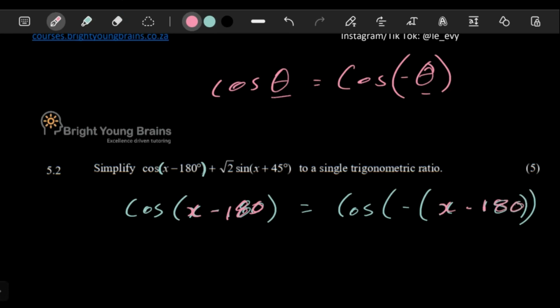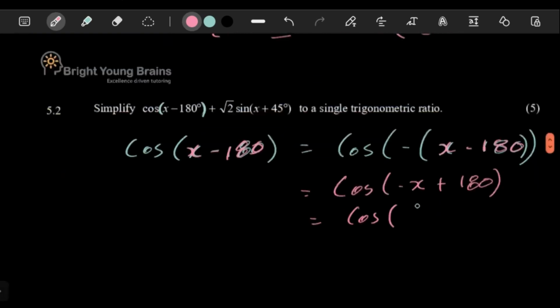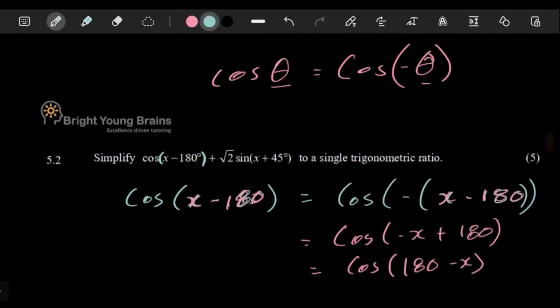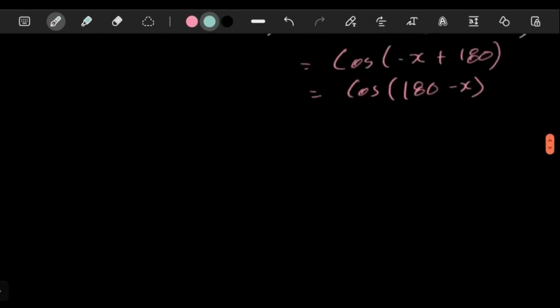So in this situation, you can just carry on. If you multiply inside, then I have cos with negative x and positive 180. The reason for doing this is so that you can write it swapped around: 180 minus x. Now, using your CAST diagram, you can easily get an answer.